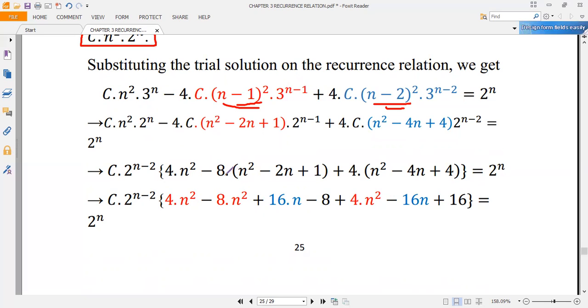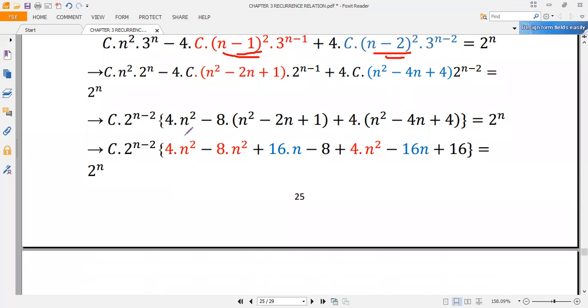4 times n squared is left. What's left here is 2 times 4, which is minus 8 times (n squared minus 2n plus 1). And the last one, what's left is 4 times (n squared minus 4n plus 4), which is equal to 2 to the power of n. So collecting those like terms, that is, the terms which have the same power, 4n squared minus 8n squared and plus 4n squared, you have this one.